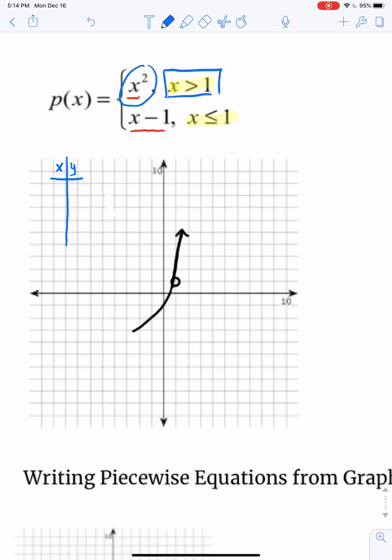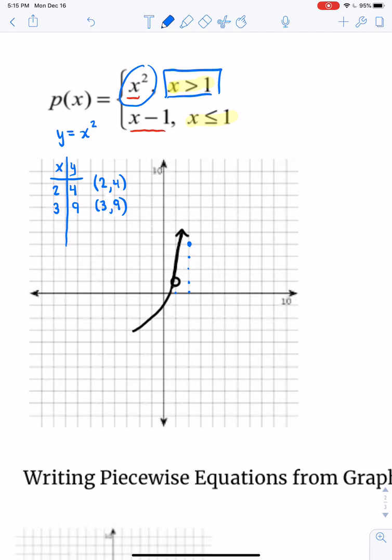So what's a value that's greater than 1? Let's go with 2. Let's go with 3. So if the function is y equals x squared, what happens when you take 2 and you square it? You get 4. And what happens when you take 3 and you square it? You get 9. So you can plot those 2 points. 2, 4, and 3, 9. So 2, 4 would be 1, 2 on the x-axis, and then 1, 2, 3, 4 on the y. So there's a point there.